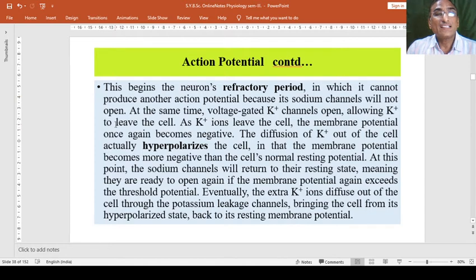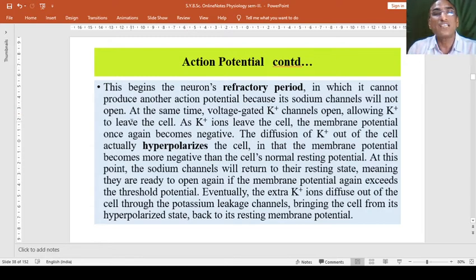In this slide, this begins the action potential. The neuron's refractory period. The refractory period is a special period in the neuronal activity, through the action potential mechanism and reset mechanism, in which it cannot produce another action potential. As soon as one is completed, it stops there because its sodium channel will not open again. Once it is completed, it stops and closes, and at the same time another channel opens.